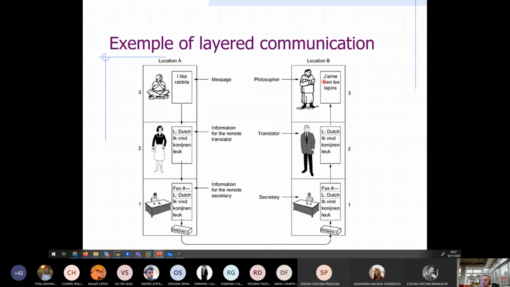Why did I take the effort to explain this very simple thing that is obvious to anyone? Because this is the way things happen with networking. We have various types of needs in communication that are handled with this kind of modular, layered architecture, where we have different layers implementing different services, exactly like in this approach here. This one is very simple. We have 3 layers: philosophers, translators, and secretaries.